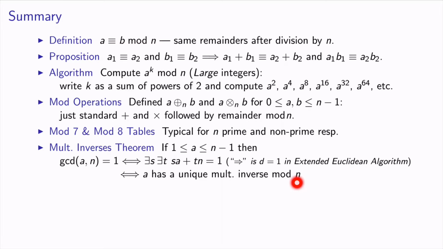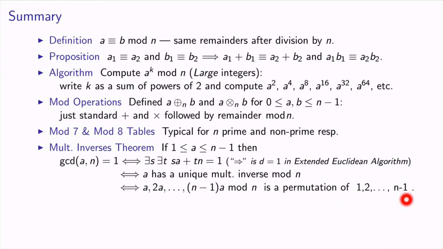And in fact we also showed that these three were equivalent in the sense that if a has a unique multiplicative inverse modulo n, or indeed if a just has a multiplicative inverse modulo n, in which case it will be unique, then these here are all true. And we also showed the multiples of a, 2a, 3a, up to n minus 1 times a, taken modulo n, they're all different, and they are just a permutation of the numbers 1, 2, up to n minus 1. So all of these conditions here are equivalent. Once we know any one of them, the other three follow.